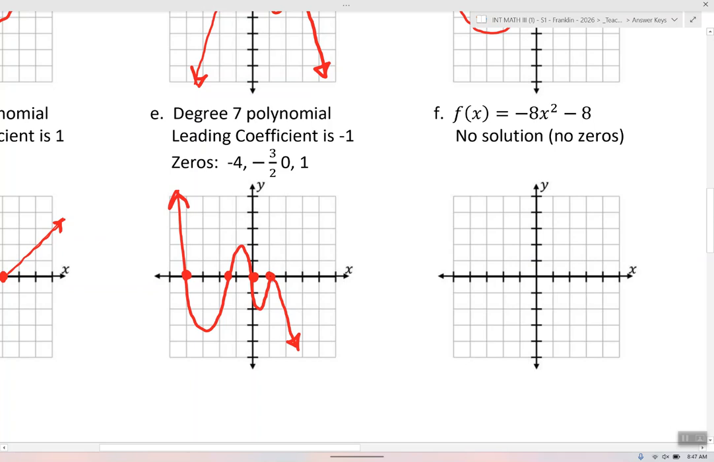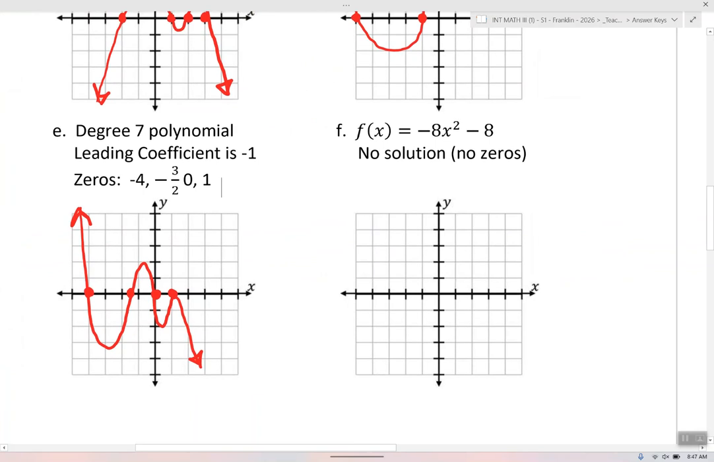So if your graph touches the x-axis but doesn't go through it, that is still a zero. And so some of these were repeated. We don't know the actual polynomial. We don't know the actual graph, but we do know that it goes through those points and has an odd degree, so it's going opposite directions, and it's going down to the right because of the negative leading coefficient.